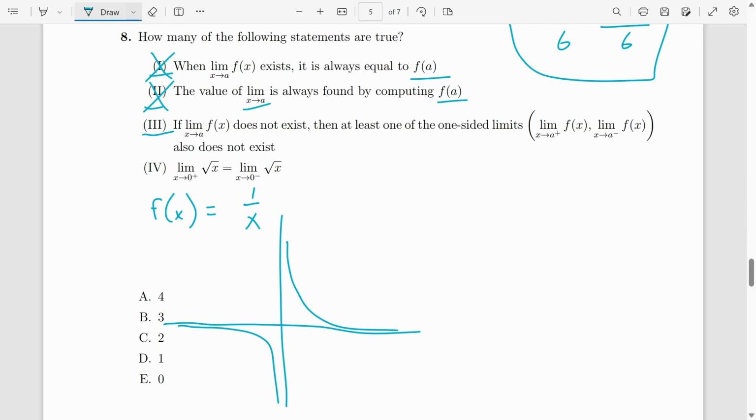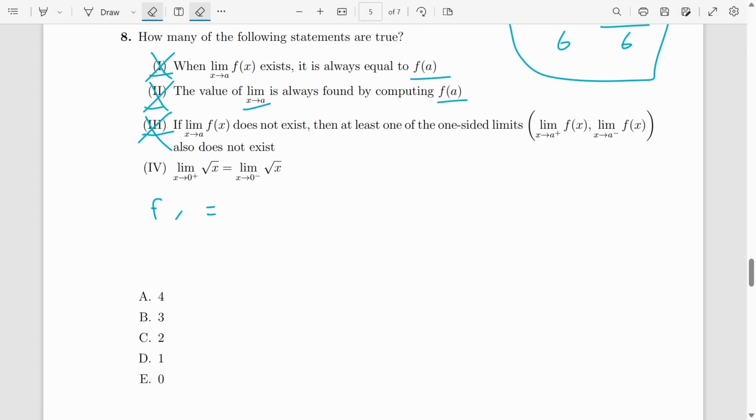You'll see that the limit as x approaches 0 does not exist because the left-sided limit and the right-sided limit are approaching different values. The left-sided limit is approaching negative infinity, and the right-sided limit is approaching positive infinity. So the regular limit, or I think they call it the two-sided limit, does not exist, but obviously both of the one-sided limits do exist. We just found them. So 3 also must be false. This is weird. Maybe they're all false.